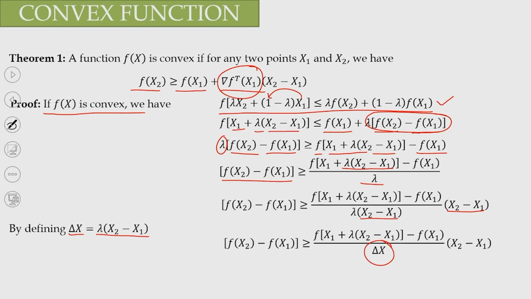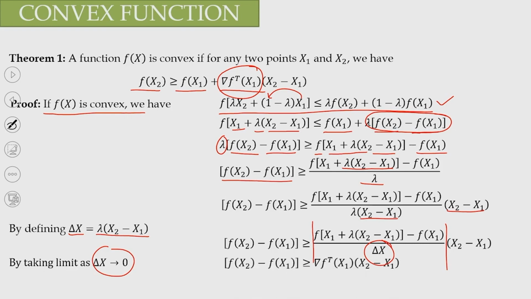If I put it as del x and del x tends to 0, then these terms will be the first derivative, del f at x1. So what I am getting is that f of x2 minus f of x1 is greater than or equal to del f transpose at x1 into (x2 minus x1).